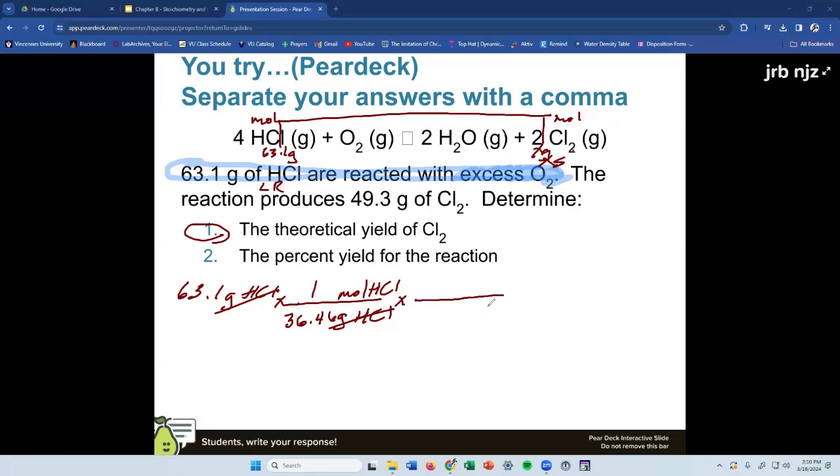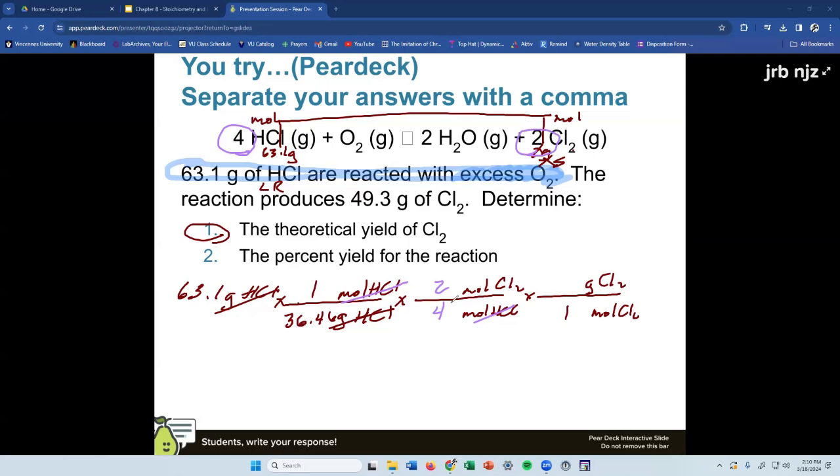Second step, my moles of HCl need to be converted into moles of chlorine. For that, I'm going to need to use the balanced chemical equation, and I need the coefficients. So I need the 4 from the HCl and the 2 from the chlorine. That's going to cancel out my moles of HCl. And then finally, I need to turn the moles of chlorine into grams.